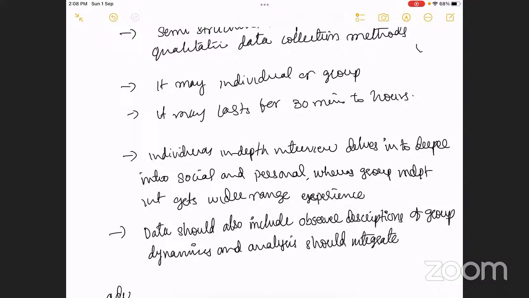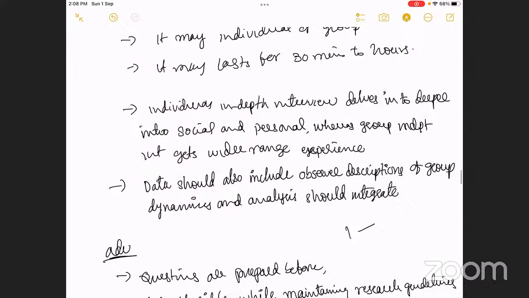If it is one-to-one, you will ask his personal questions. You can dig deeper into his personal, professional, everything. But if it is one-to-many, what happens here? You ask person one, he will give one angle, and person two may give a second answer. The same question, he may answer in a different way. The third person may give a different answer for the same question. So in this, you will get a different angle and a wider angle.